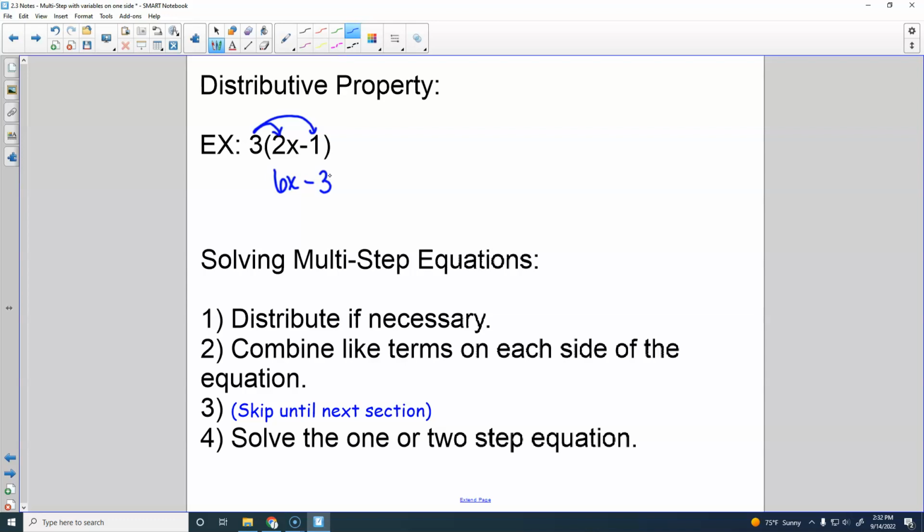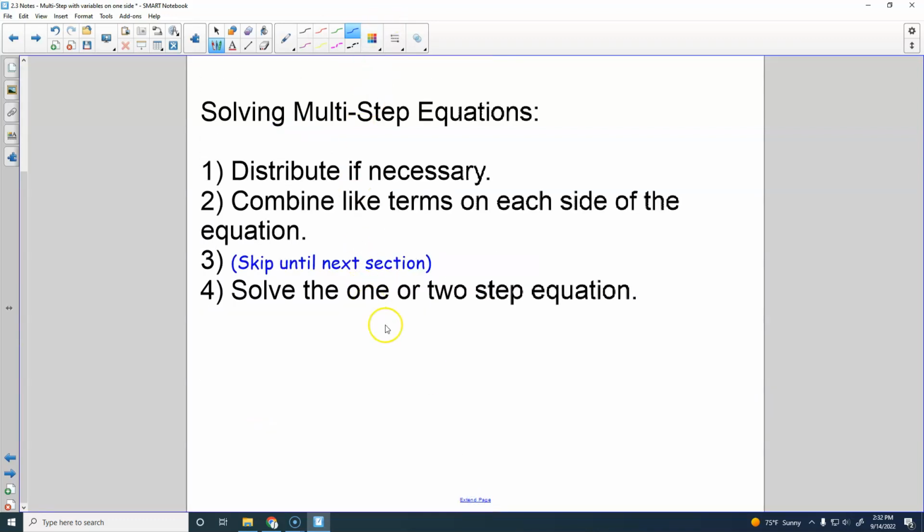Okay, so your steps for solving multi-step equations are right here. And notice right here for step number 3, I said skip until next section. Okay, so we want to go in this order. There is going to be a third step that we're going to do tomorrow when we have variables on both sides. But for today, I'm only going to give you problems where the variables are all on one side. So we're not going to need to do that section, that number right there today.